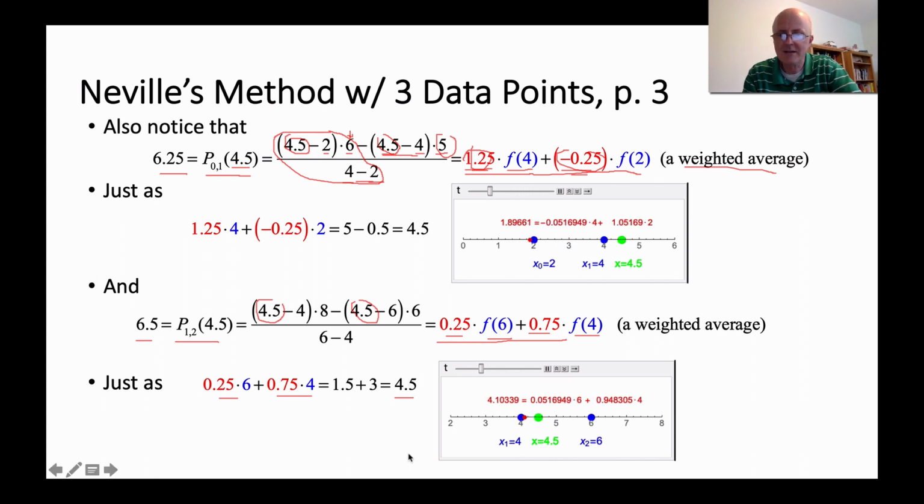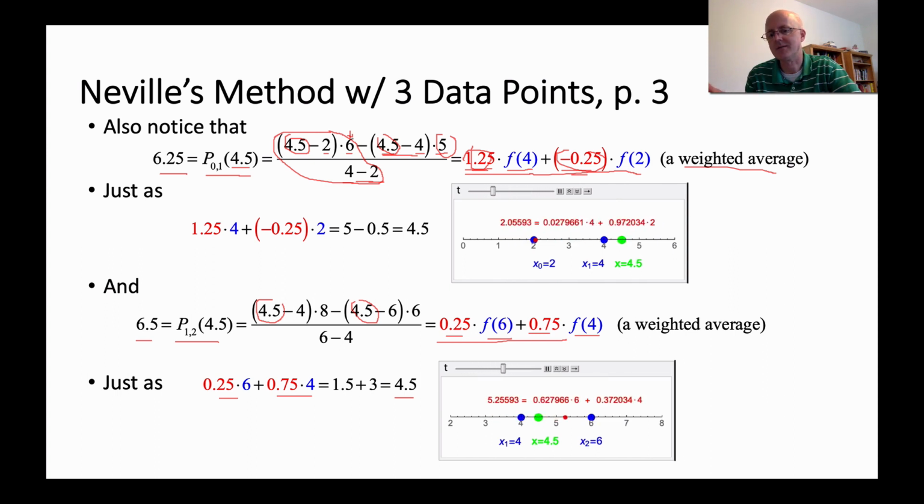When you're at the green dot, the coefficient of the 6, these blue points are 4 and 6 now, not 2 and 4, right now is 0.25. And the coefficient of the 4 is 0.75 there. You're 25% of the way from 4 to 6 when you're at the green dot, which is 4.5, and you're 75% of the way from 6 back down to 4 when you're at the green dot. And likewise, if you're to the left of the 4, the coefficient of the 6 is negative, like right now.